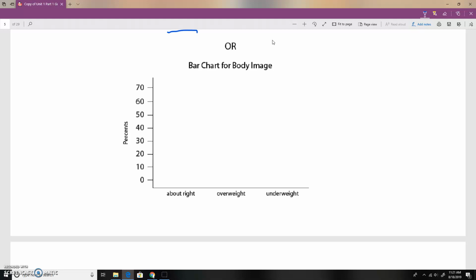So we could go a little bit over 71. Draw our bar. The percentage for overweight was 19.6, so that's going to be right at about 20. And the percentage for underweight was 9.2, which would be a little bit below 10%. Okay. So those are bar charts.